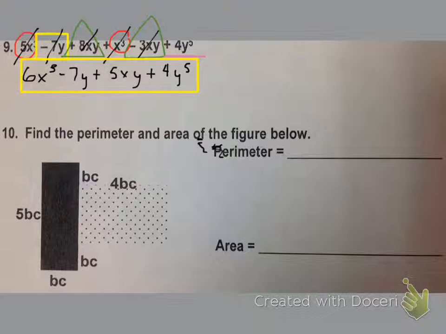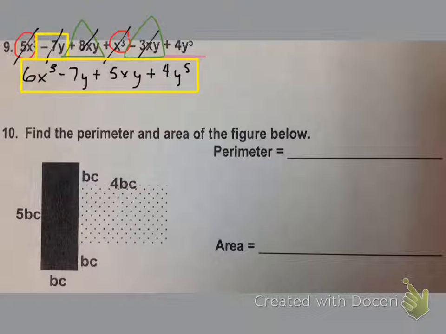All right, let's look at number 10. Okay, it says find the perimeter of the area of the figure below. Okay, so how do I find the perimeter? You add up all the sides. Okay, so I think it's talking about the whole thing. So we'll just go with the whole thing.